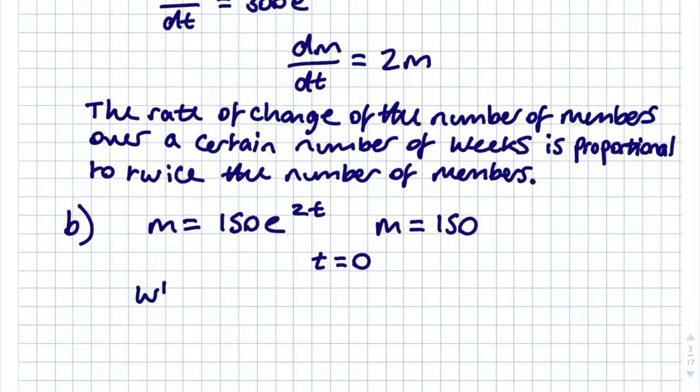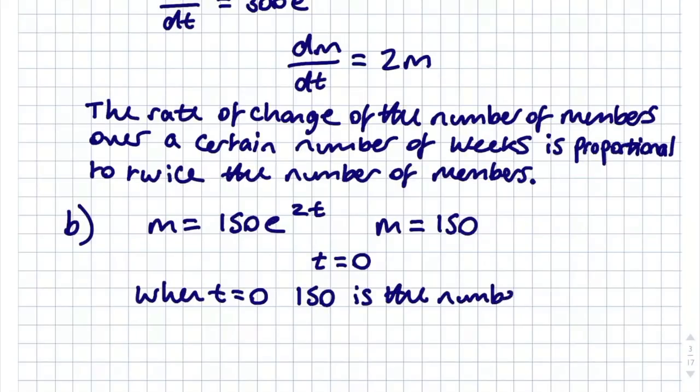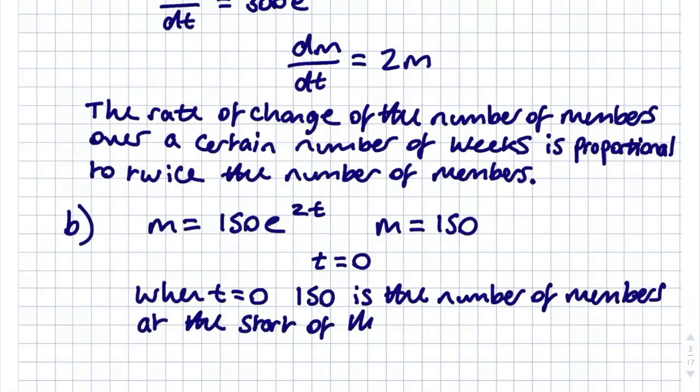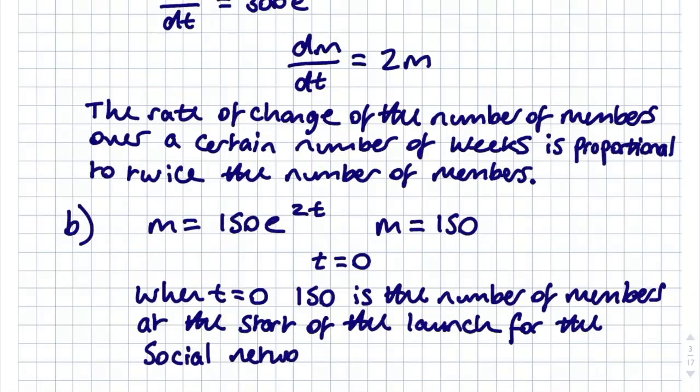So we can say when t equals 0, 150 is the number of members at the start of the launch for the social networking site.